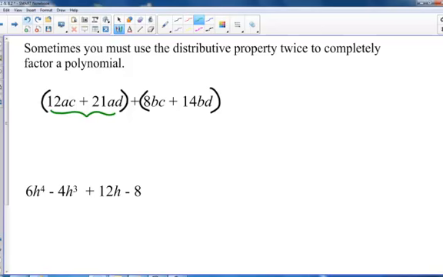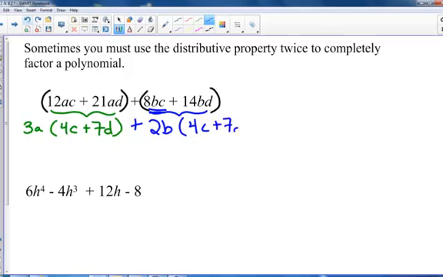Now, my greatest common factor in the first two is 3a. And when I take a 3a out, I am left with 4c plus 7d. My greatest common factor in the second part is 2b. And when I take the 2b out, I'm left with 4c plus 7d. Now, do you notice that this parentheses is the exact same thing as that parentheses? So I can factor that out.